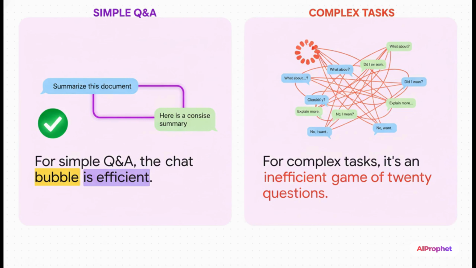A simple question, sure, chat works. But for anything that needs real interaction, like booking a flight or managing a project, it just falls apart. It becomes this tedious game of 20 questions. It's slow, it's clunky, and honestly, it's just a bad user experience. We need to get past telling the AI what to do and let it show us.